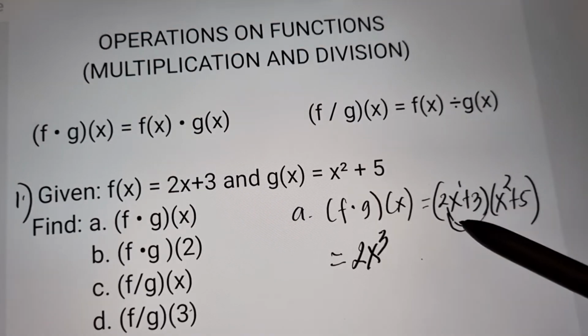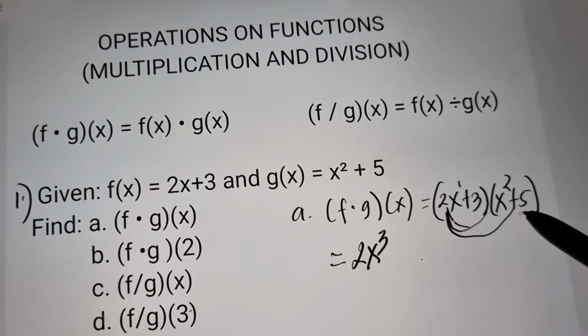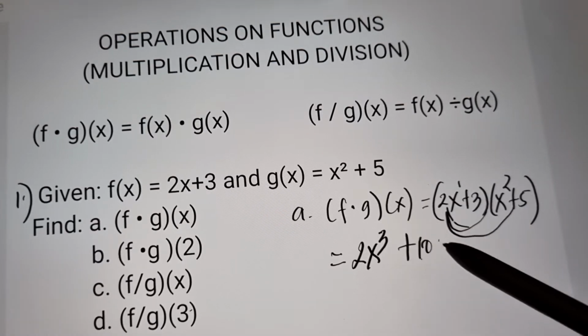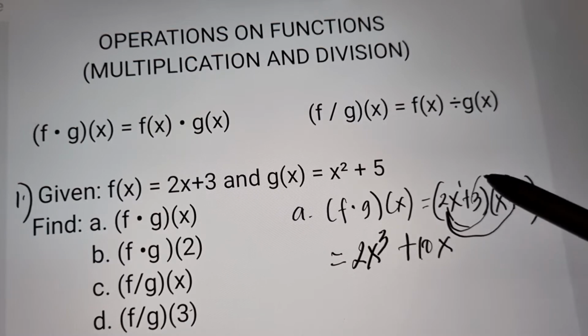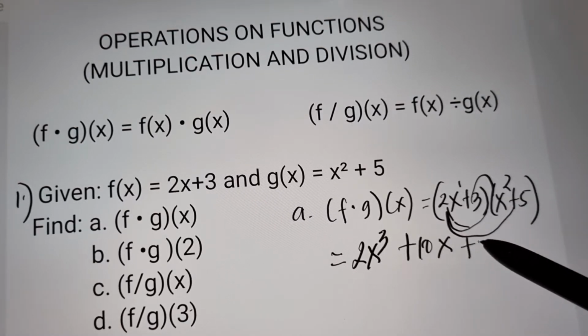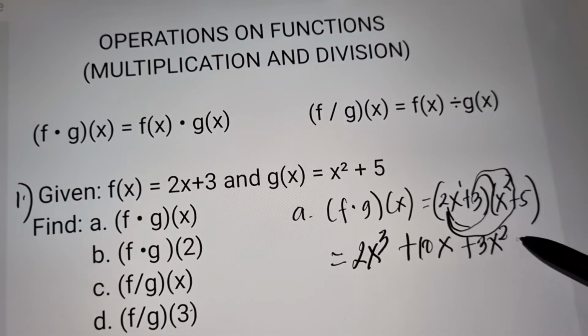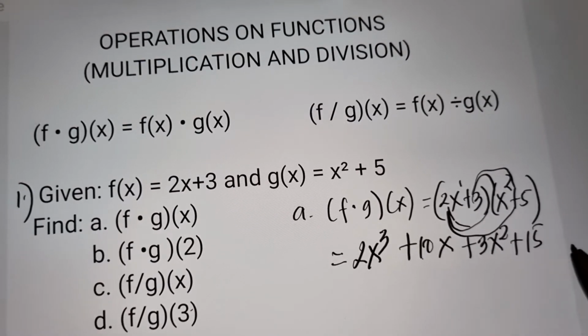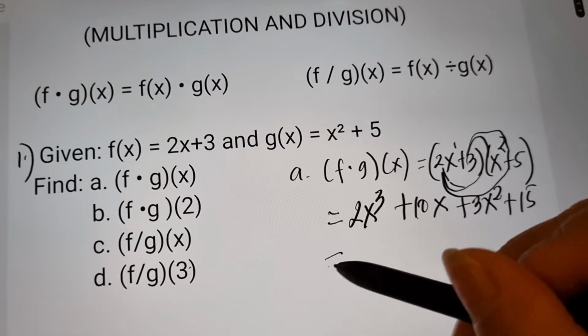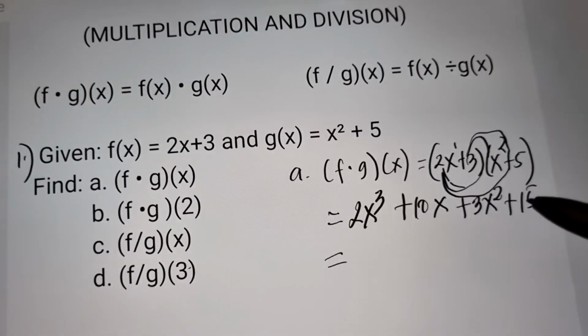Understood, there is 1 there. Then we have 2x times 5, that is 10x. And then 3 times x squared, that is plus 3x squared. And 3 times 5, that is plus 15. Okay, so now we can combine similar terms.